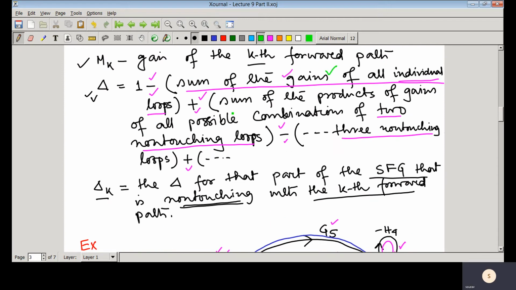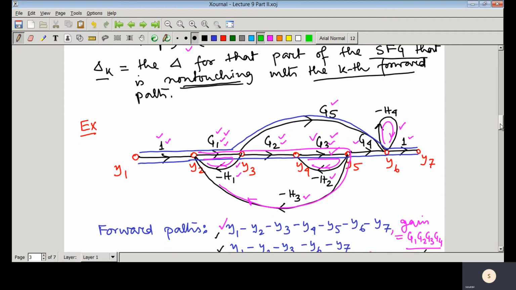Now let us see this part: the sum of the products of gains of all possible combinations of 2 non-touching loops. We have already seen there are 4 loops. Now we can see that this loop, that loop, and this loop are actually non-touching loops. But the bigger loop contains this loop and that loop inside it, so they are not non-touching. But this bigger loop and this small self loop are non-touching. Let us see how many combinations we can have.